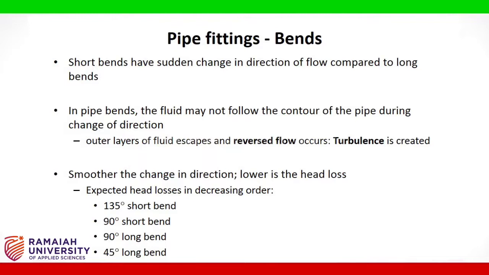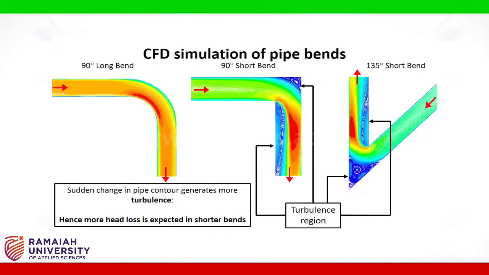Expected head losses in decreasing order are 135 degree short bend, 90 degree short bend, 90 degree long bend and 45 degree long bend. A simple CFD simulation of 90 degree long bend, 90 degree short bend and 135 degree short bend are shown here. Images depict velocities inside the pipe where red color indicates maximum value and blue color indicates minimum. It can be observed that sudden change in pipe contour generates more turbulence. Hence, more head loss is expected in shorter bends.